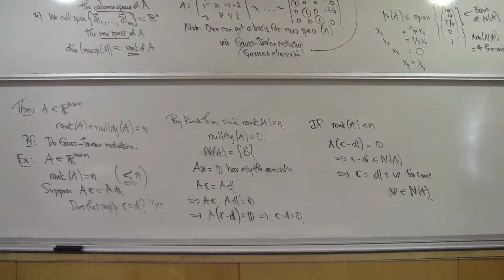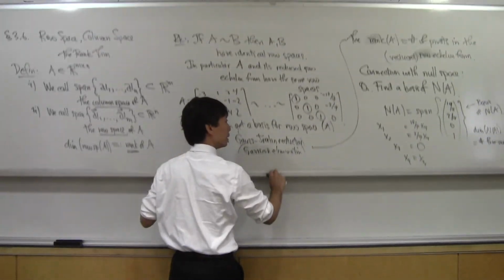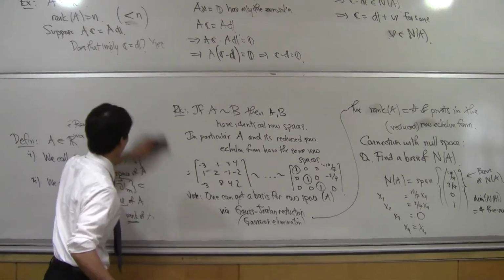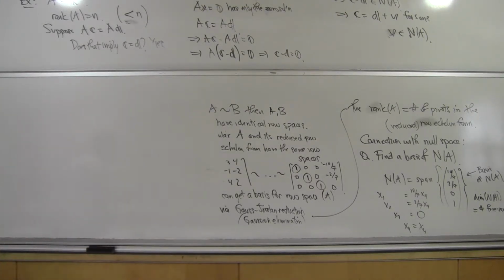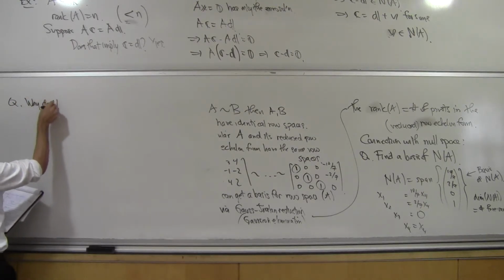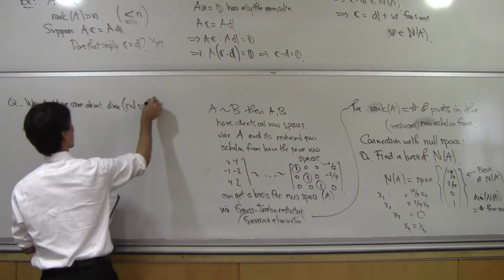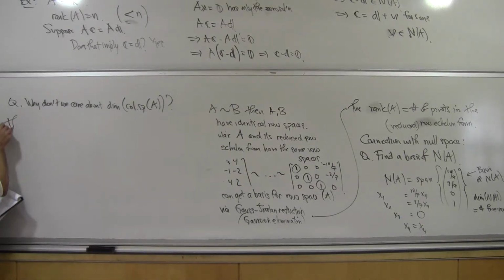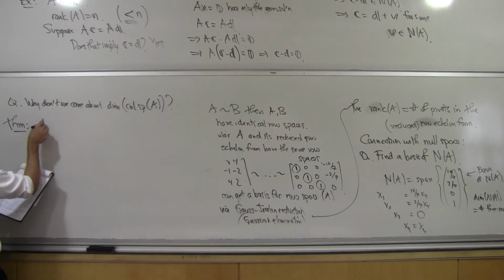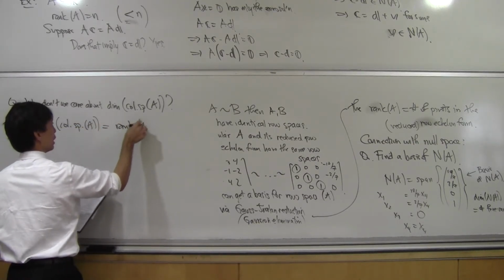Okay, let's go on. Now let's get back to Mariah's question, which is, do we not care about the dimension of the column space? Why don't we care about the dimension of the column space? The point is the following theorem that says that they're the same thing: the dimension of the column space and the dimension of the row space are the same number.